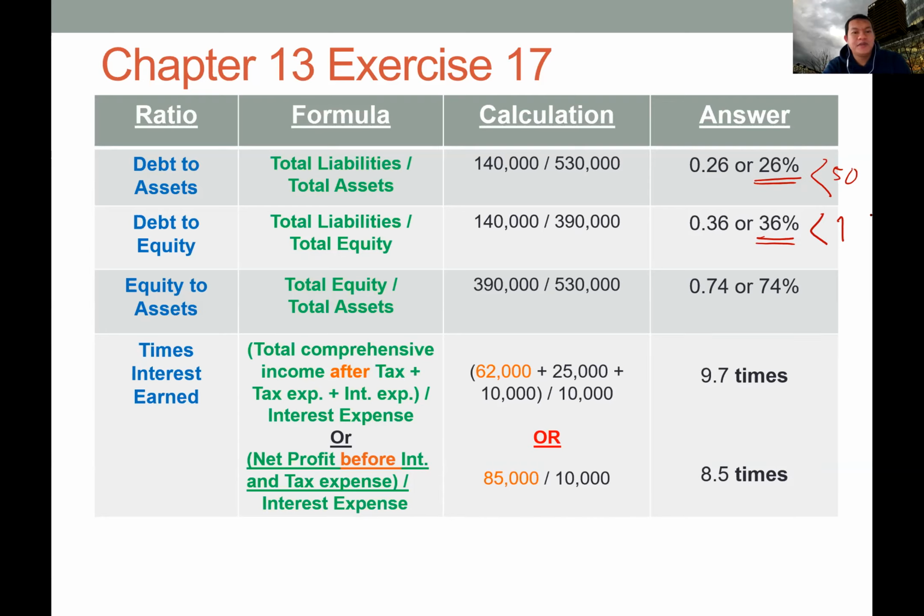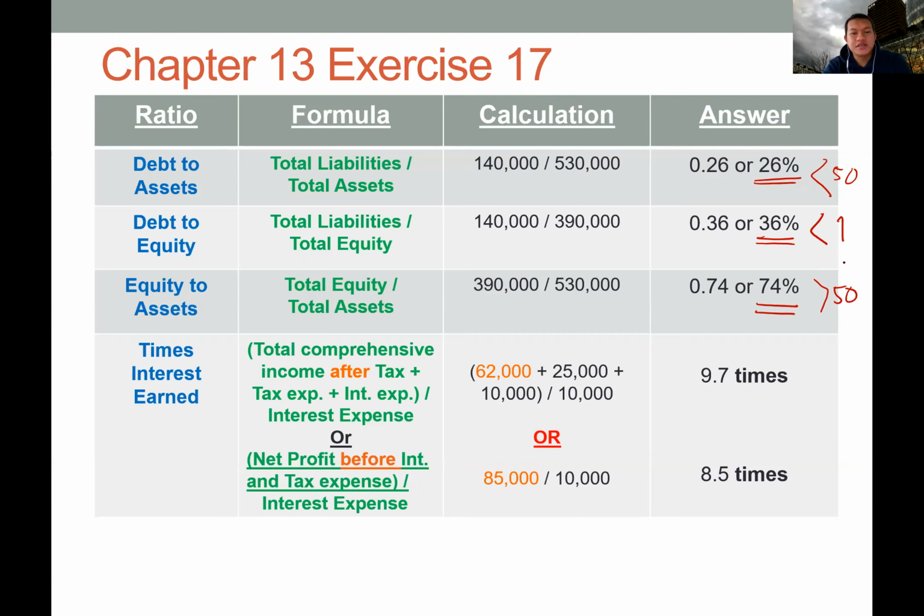And then equity to asset. Total equity divided by total assets is basically the portion of assets which is financed using equity financing. So I found 74%, which is good because the company uses more equity compared to liabilities in financing their assets or operations. Okay, so we should expect this to be more than 50%.